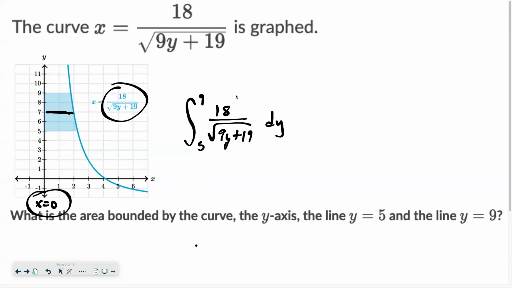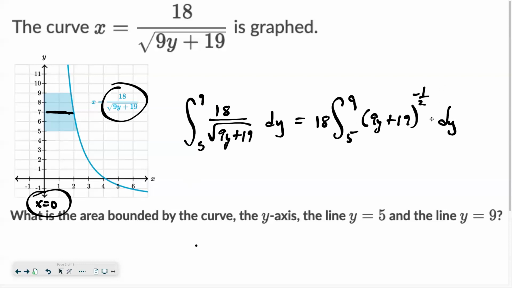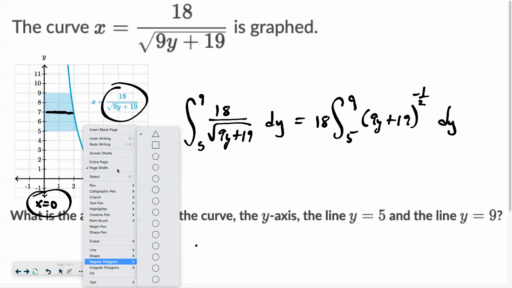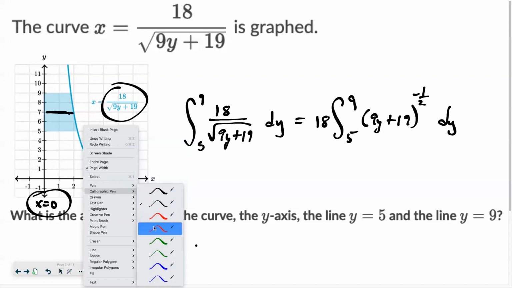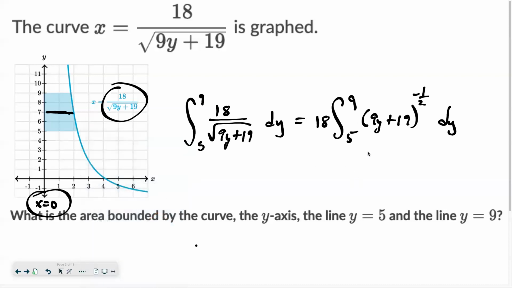Okay, if you had to do this one by hand, I would bring the 18 out front. And then I would write this as 9y plus 19 to the negative one-half power. And then I would do u substitution. I would do it in my head, but I know everybody does it differently. The derivative of 9y plus 19 would be 9. And so out front, I would have to do a 1/9.